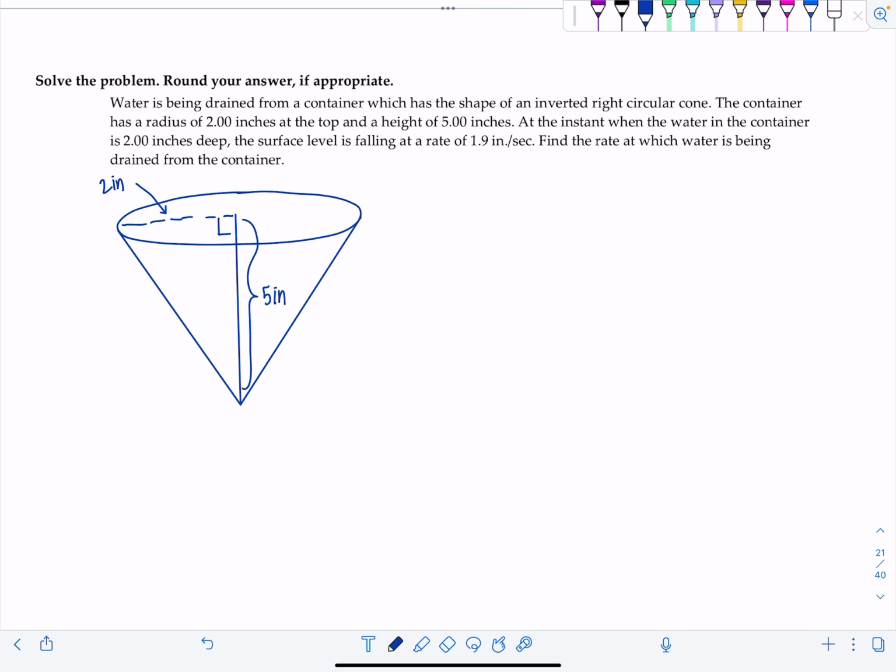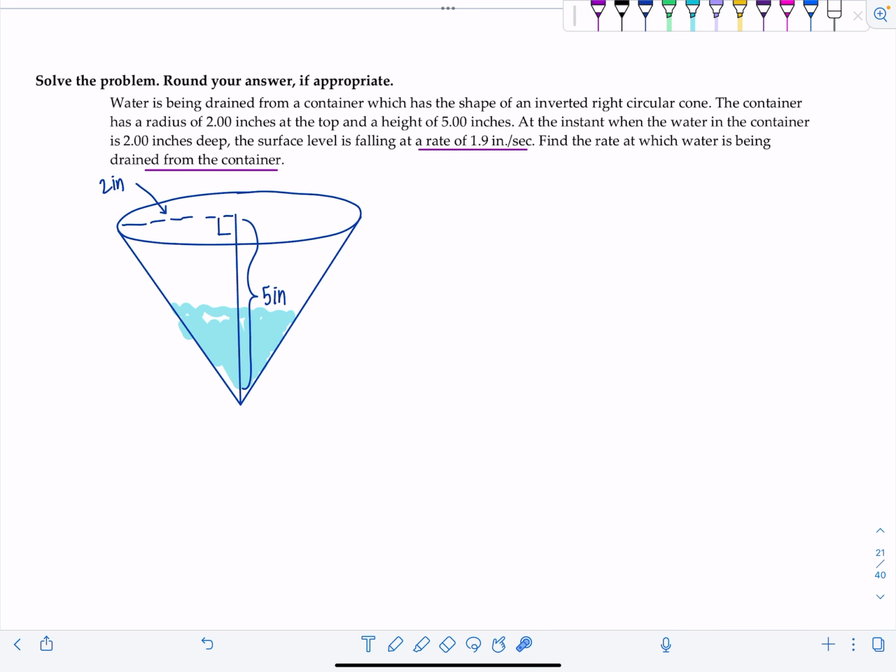At the instant when the water in the container is 2 inches deep, so when that's at 2 inches, the surface level is falling at a rate of 1.9 inches per second. Find the rate at which the water is being drained from the container. Ooh, okay. So water's draining out. And this one's interesting because as the water's draining out, 2 things are changing. The water level, the height here is changing, and also the radius is decreasing. So 2 quantities are changing.